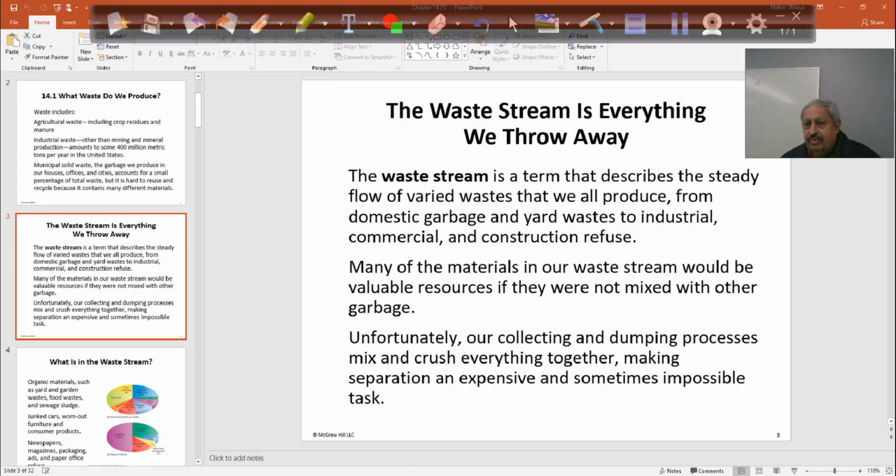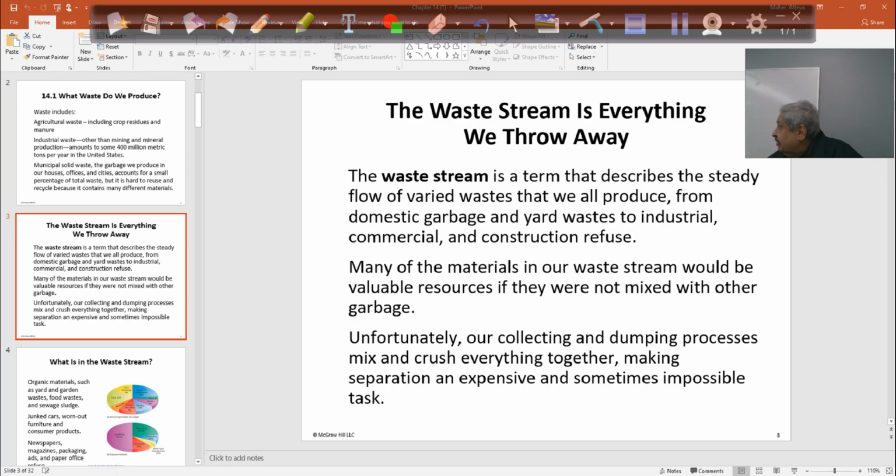The waste stream is everything we throw away. The waste stream is a term that describes the steady flow of varied waste that we all produce, from domestic garbage and yard waste to industrial, commercial, and construction refuse. Many of the materials in our waste stream would be valuable resources if they were not mixed with the others, and they can be easily recycled.